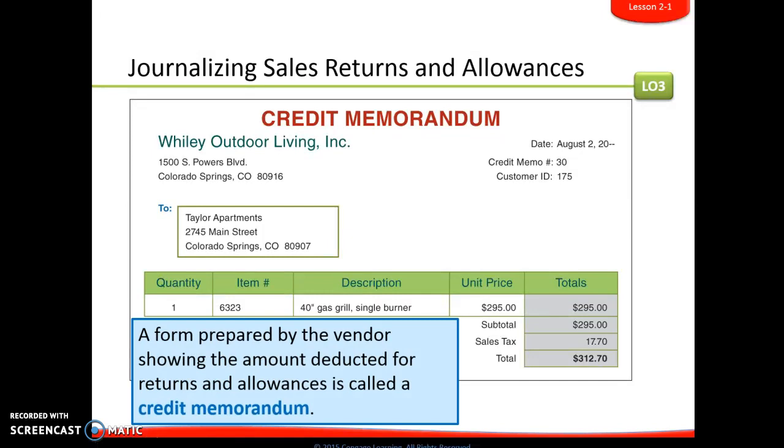Journalizing the sales returns and allowances. What they're showing us here is a credit memorandum. This is a form that's prepared by the vendor showing the amount deducted for returns and allowances. So here we see this gas grill for $295 for a total of $312.70.